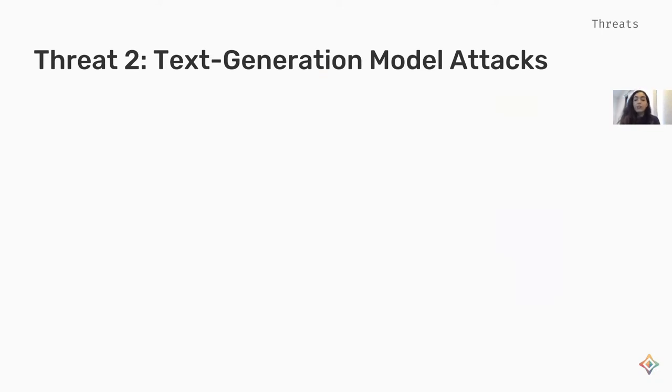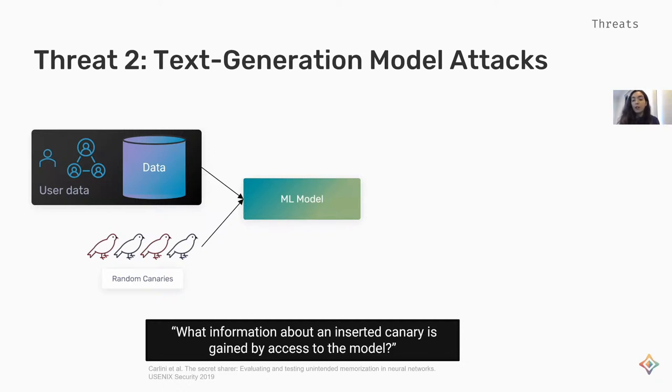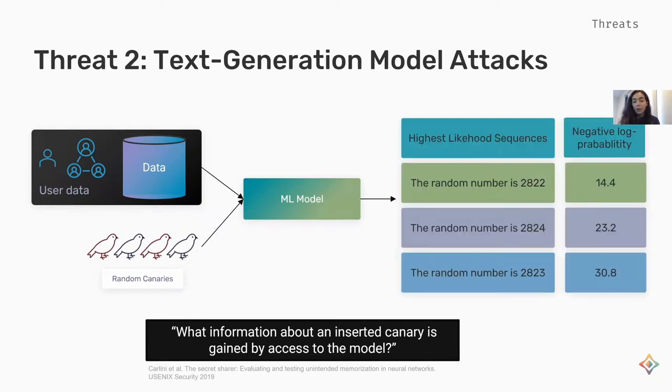In order to measure this unintended memorization in text generation models, Carlini et al. proposed the exposure metric, which answers the question, what information about an inserted canary is gained by access to the model? To measure this metric, random canaries are inserted in the training data of the language model. The canaries are strings of random tokens. Once the model is trained, the probability that is assigned to different sequences and different possible canaries is measured by feeding them to the model.